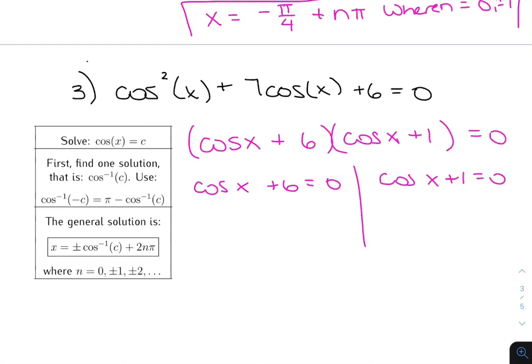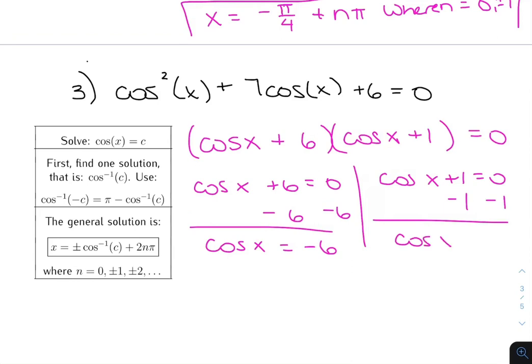From here, we have to solve for each one. We can subtract 6 from both sides to get cosine x by itself. So on one side, we get that cosine x is equal to negative 6. And on the other side, we can subtract 1 from both sides, so we have that cosine x is equal to negative 1. So here we have two solutions, but let's see what they are.